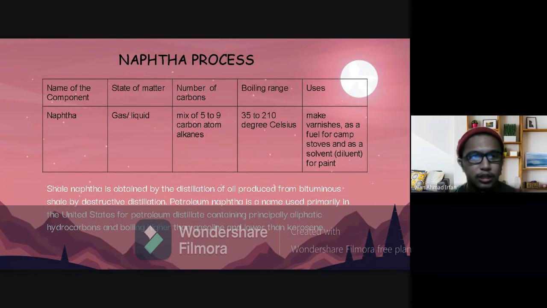Okay, for the naphtha process, firstly, the name of the component is naphtha, state of matter gas or liquid, number of carbons: a mix of 5 to 9 carbon atom alkanes. Boiling range 35 to 210 degrees Celsius, which is divided into heavy naphtha and light naphtha. Uses of naphtha include making varnish, as a fuel for camp stoves, and as a solvent diluent for paint. Shale naphtha is obtained by the distillation of oil produced from bituminous shale by destructive distillation. Petroleum naphtha is a name used primarily in the United States for petroleum distillate containing principally aliphatic hydrocarbons and boiling higher than gasoline and lower than kerosene.